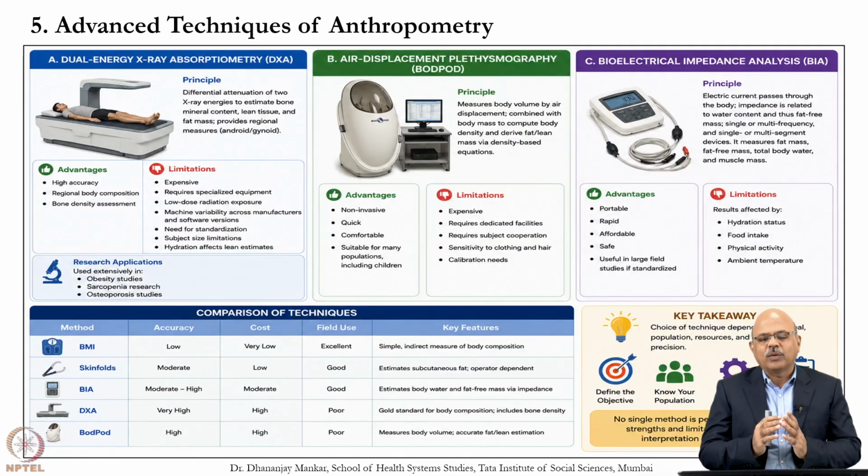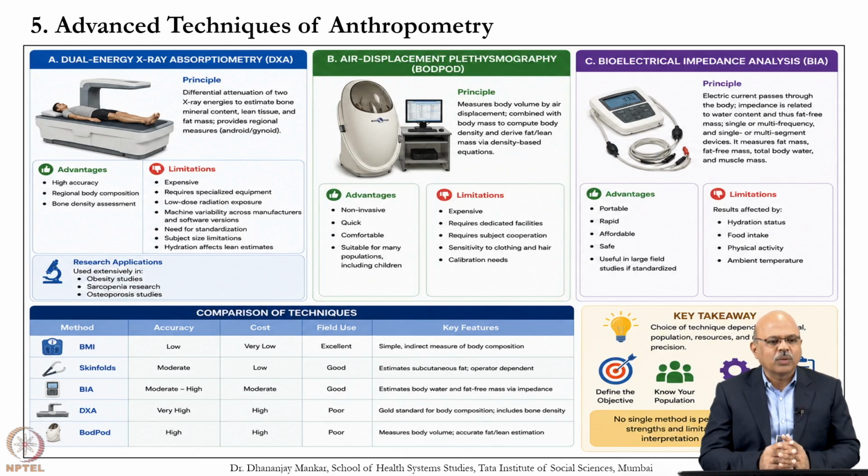Now we will talk about the advanced techniques of anthropometry. You will have DXA, called dual energy X-ray absorptiometry. This particular instrument has a different principle, where differential attenuation of two X-ray energies is used to estimate bone mineral content, lean tissue and fat mass, which provides very regional measures. It looks at android and gynoid regions.